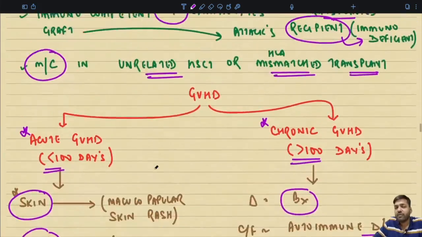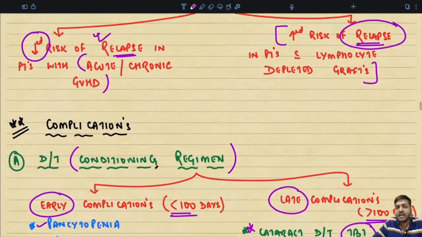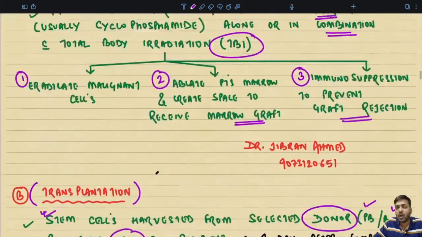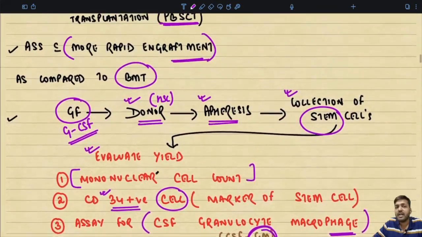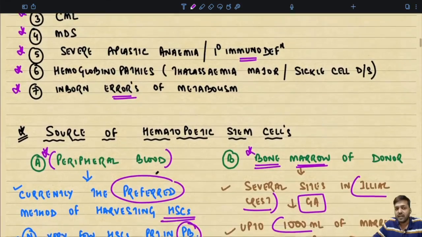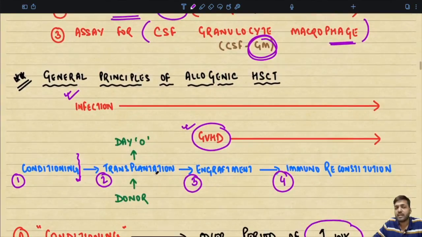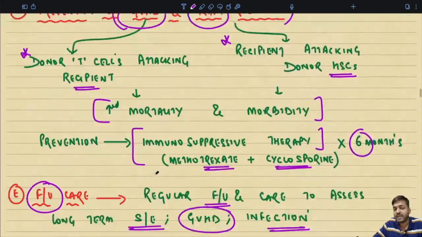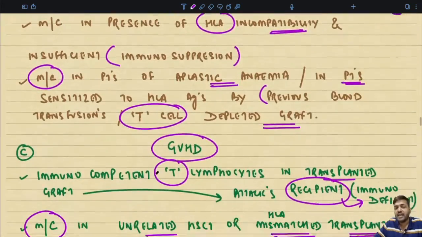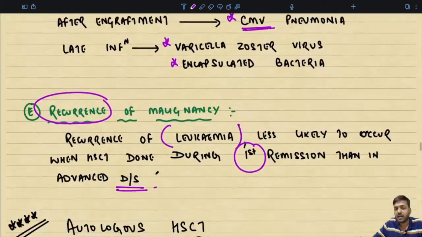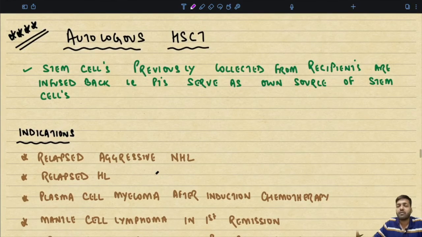Okay, so these are the 5 very important complications of your allogenic variety of hematopoietic stem cell transplant. And with this we have completed in detail the definition of allogenic hematopoietic stem cell transplant. Then we had seen the source of the hematopoietic stem cells, the indications of doing this particular procedure, the general principles and the steps of how it is carried out, and the complications. So after having understood the allogenic variety in detail, now we are going to start with the autologous variety of hematopoietic stem cell transplant.